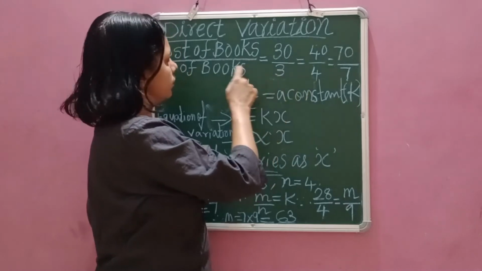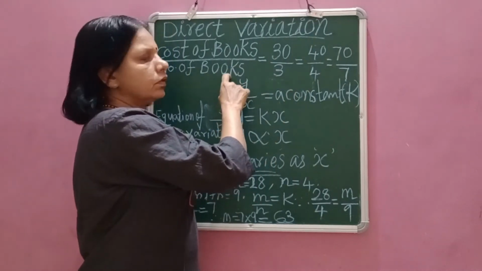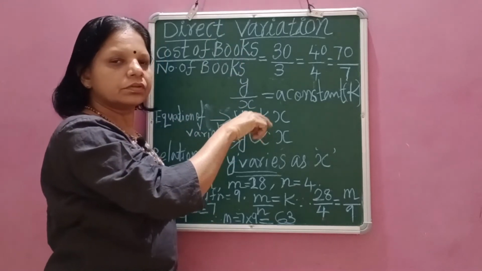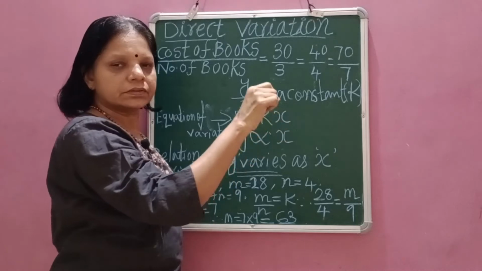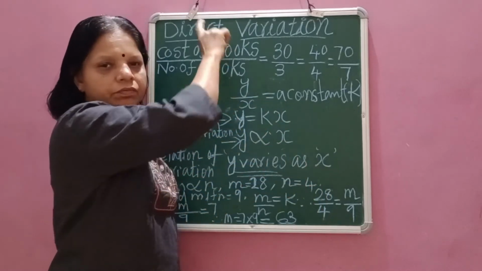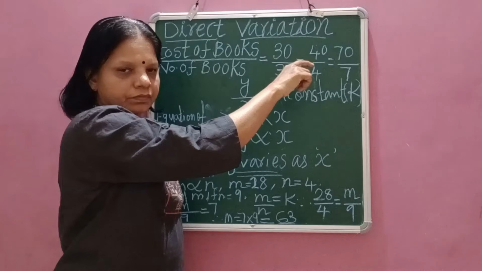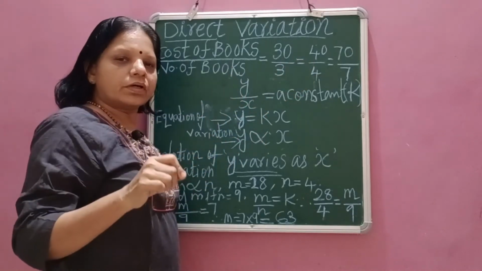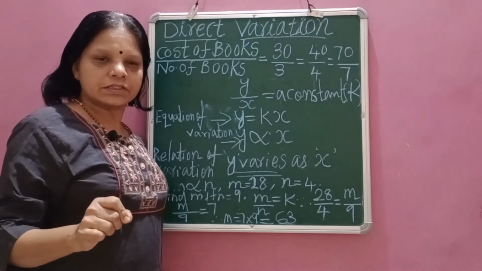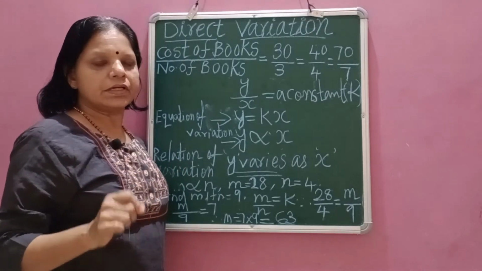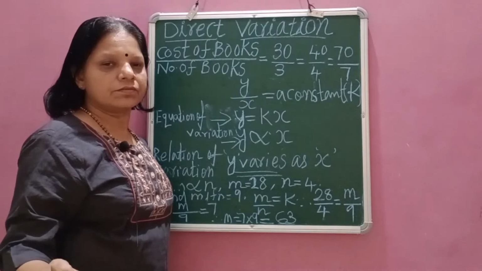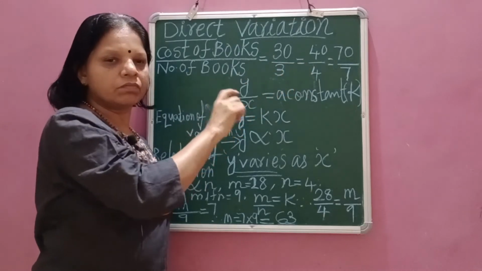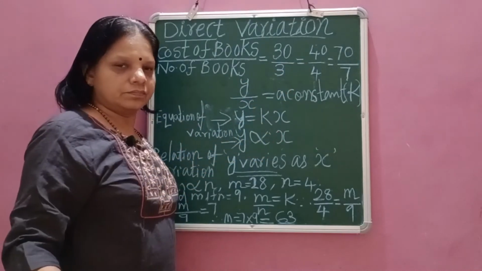If you increase the number of notebooks and find the cost and take the ratio, then that ratio will remain same in the case of direct variation. So in general, if the two quantities are in direct variation, their ratio will be a constant. Constant means what? It will not change. The ratio will never change. It will be always a constant.